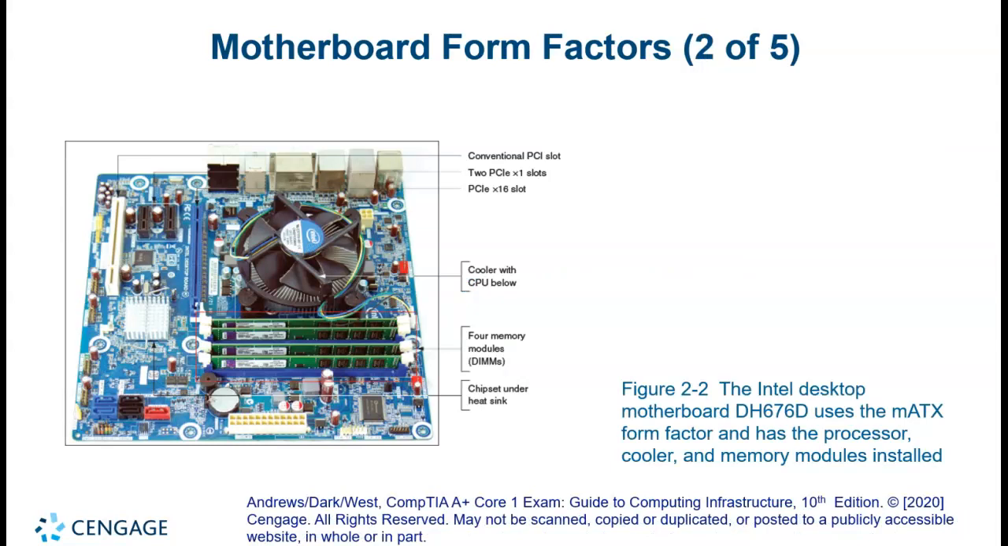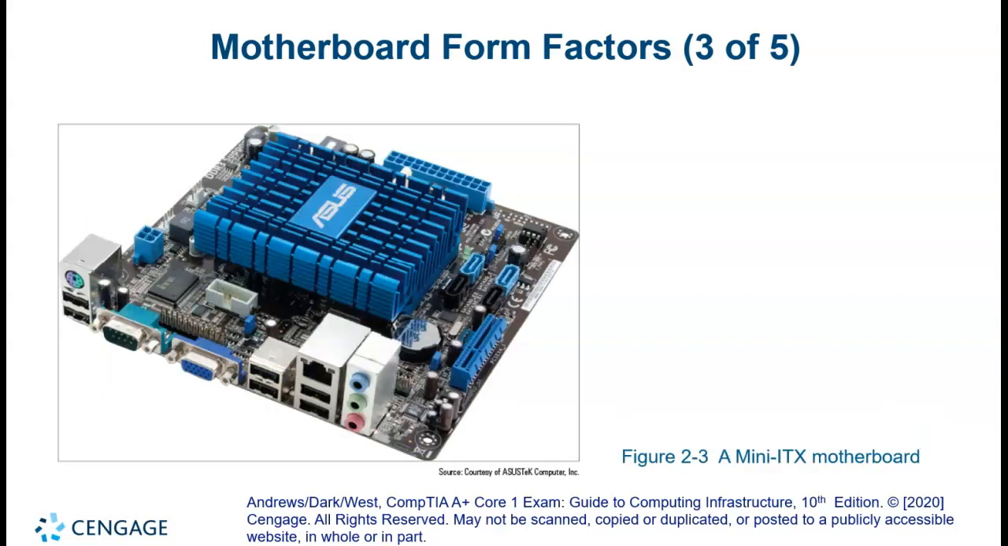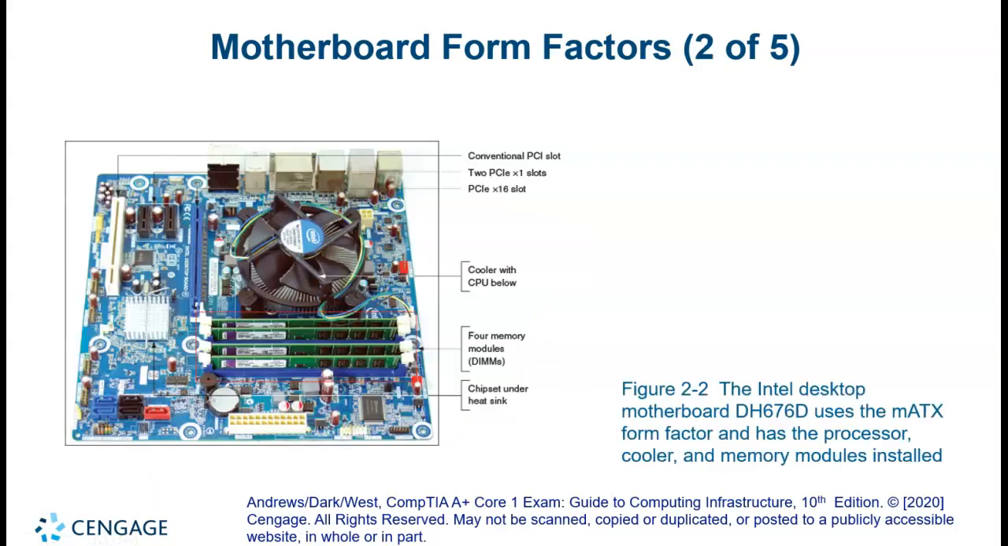This is the Intel desktop motherboard DH67GD, which uses an MATX form factor and has the processor, cooler, and memory modules installed. This is a Mini ITX motherboard. I see it's a lot smaller, with fewer expansion cards, right? As compared to the other one. Right, this one has two here, one here, and one here.